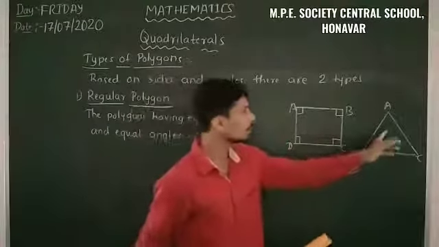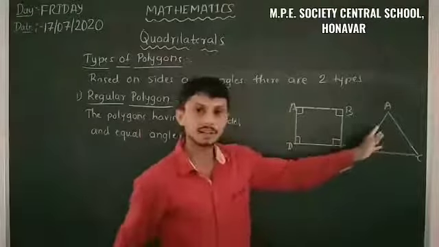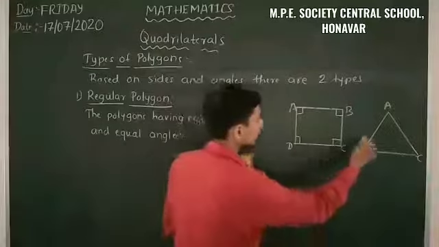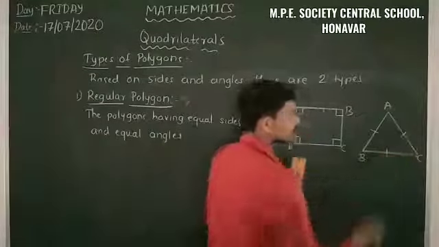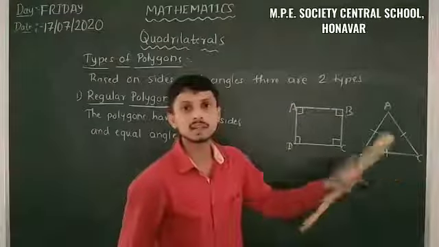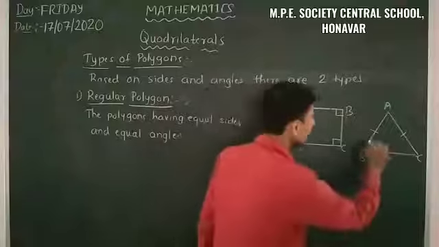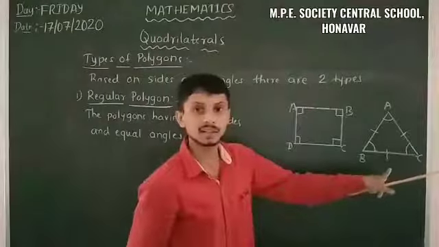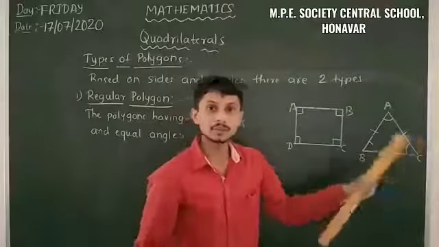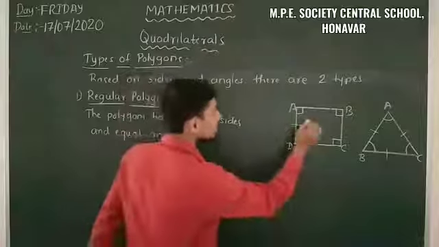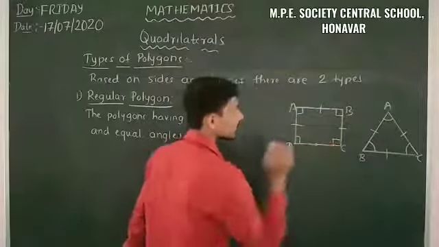Then the equilateral triangle, the triangle A, B, C. All the sides of an equilateral triangle are always equal, so we show it like this because all the sides are of equal length. All the angles are also equal here. So we also call it a regular polygon.